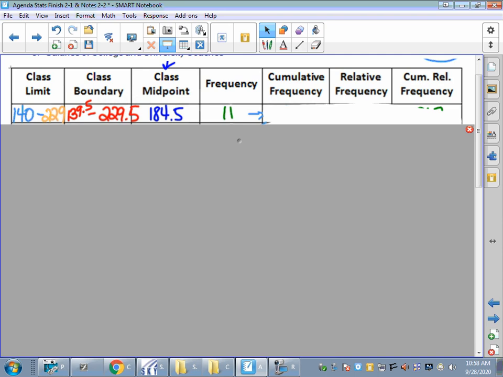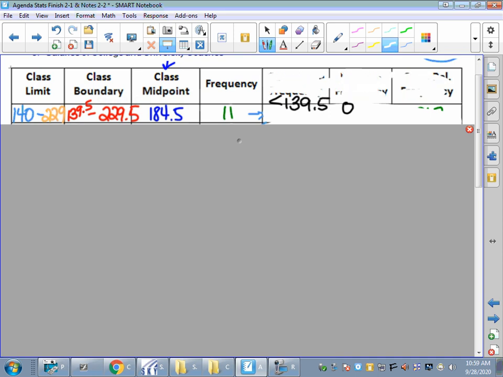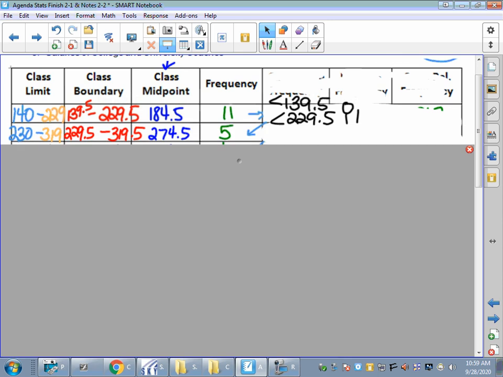I have to actually start with this because I always want to start with a 0. So I want to start with any pieces of data that are less than 139.5. How many pieces of data do I have that are less than 139.5? 0. Then I go to my next class boundary, less than 229.5. How many pieces of data do I have that are less than 229.5? 11. Then I'm going to keep using the upper class boundary.